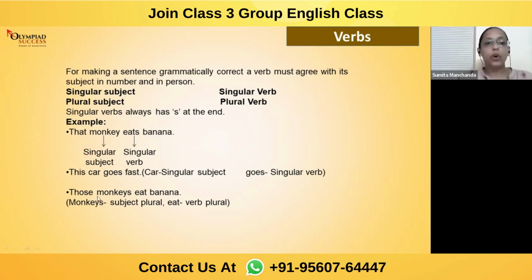Those monkeys eat banana. Now see, those monkeys, I'm talking about many. Monkeys is a plural subject. My subject is plural. So over here, I have not added s to eat. I'm just saying eat. So when I'm not adding s, it is taken to be a plural verb. When I'm adding s to the verb, it is singular. When I'm not adding s to the verb, it is plural.